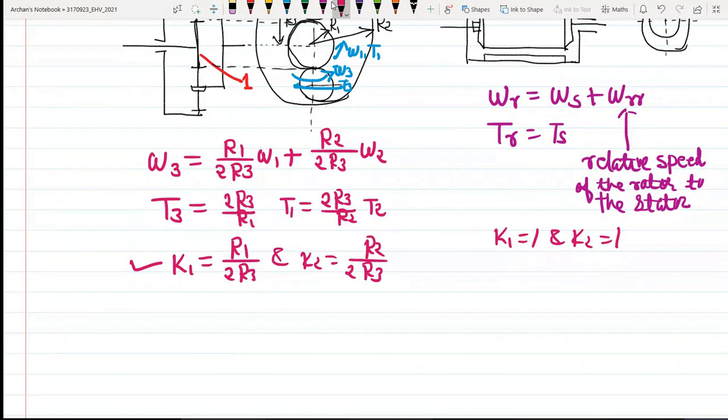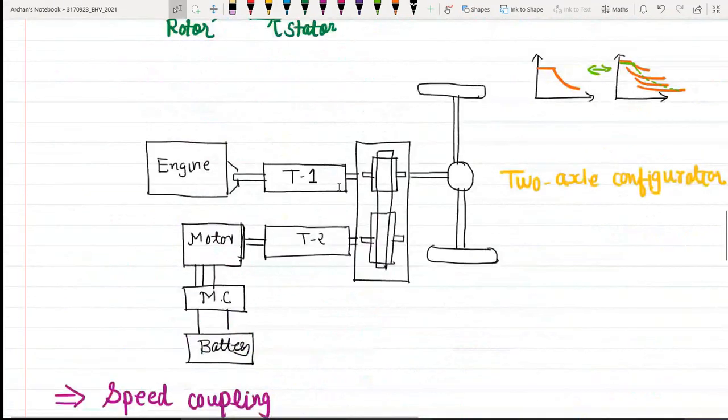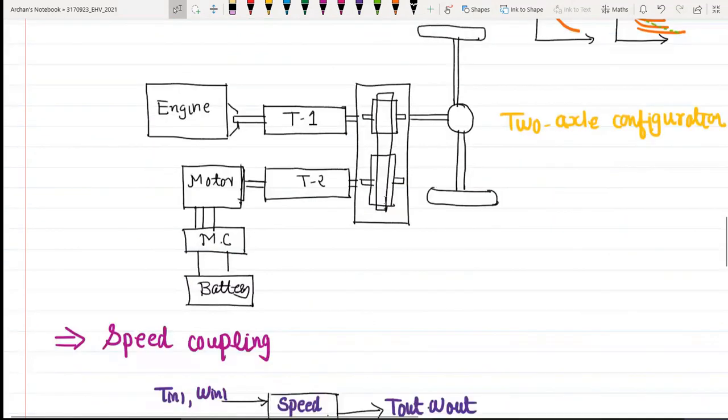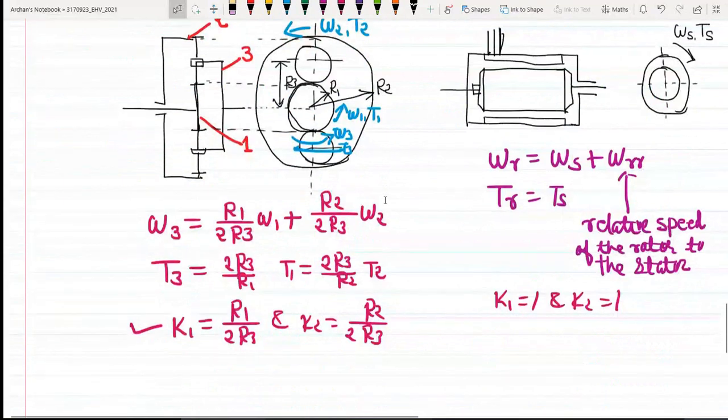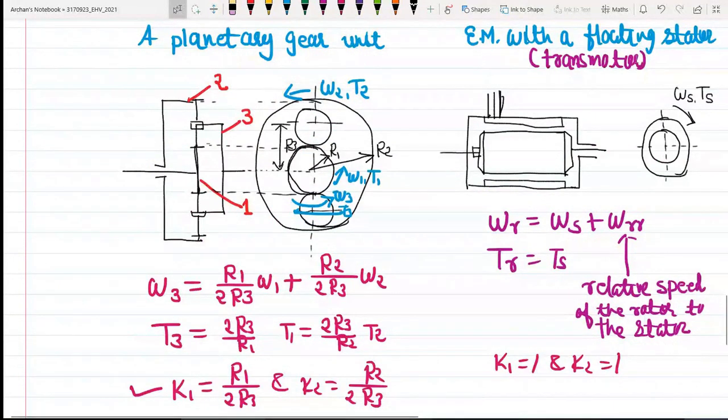So this is all about the speed coupling and torque coupling, which are going to be used for hybrid electric vehicles. Okay, there may be some possibilities, but some configurations we are not going to see, because the configuration will be the same as this. Okay, here we have used the two transmissions, that is, two shaft axles. Now this is my coupling unit, right? So this coupling unit may be replaced by speed coupling or torque coupling, right? So this is how you can explore the possibilities of different configurations, right? With the help of this planetary gear unit, or with the help of this electrical motor with a floating stator, right? So we shall stop here.